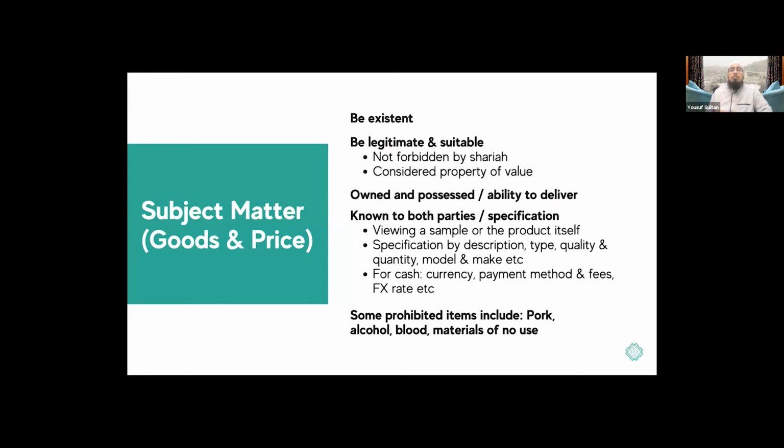Or maybe by seeing a sample. We may be going to purchase thousands of units, but we look at one sample, we see it properly, and we know this is the product we are going to get. So this is one way of specifying. Or we can specify by description: type, quality, quantity, model, make, etc. In principle, any information that is crucial, that is important for the decision-making process of the buyer.